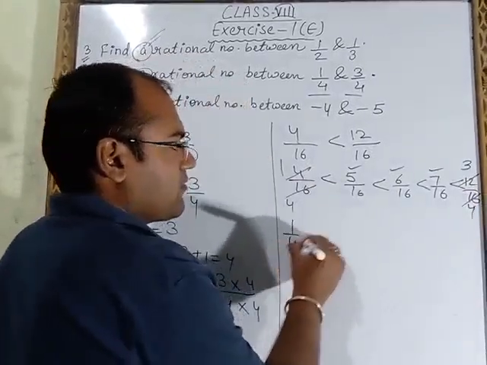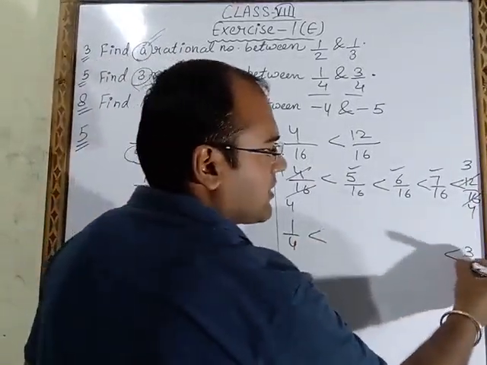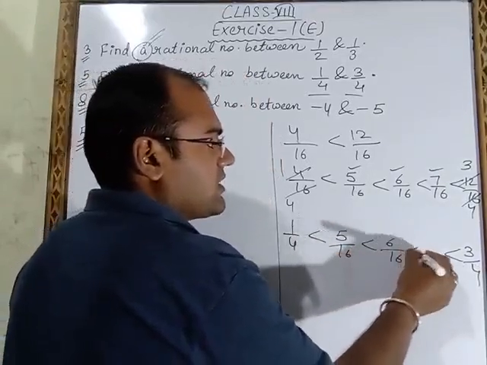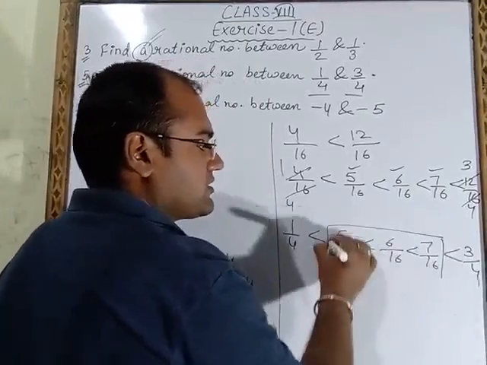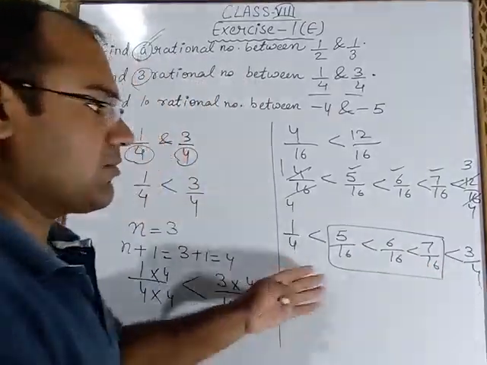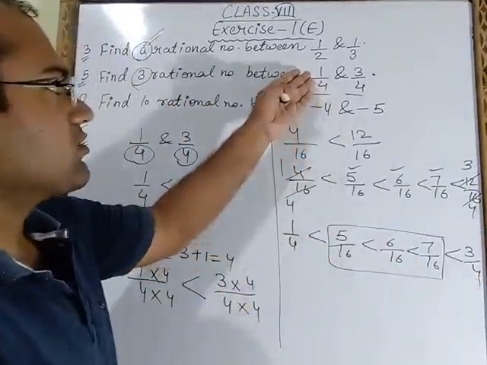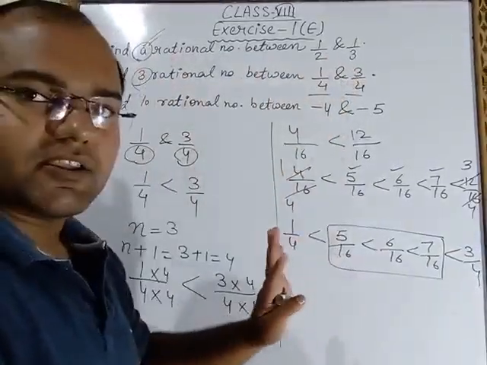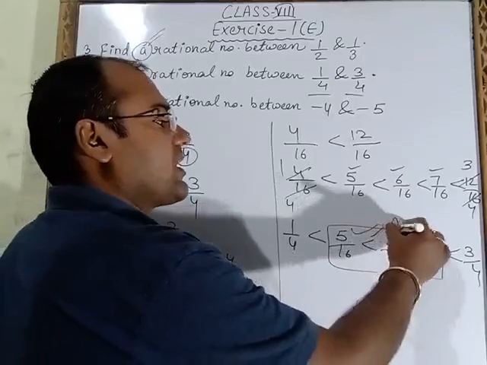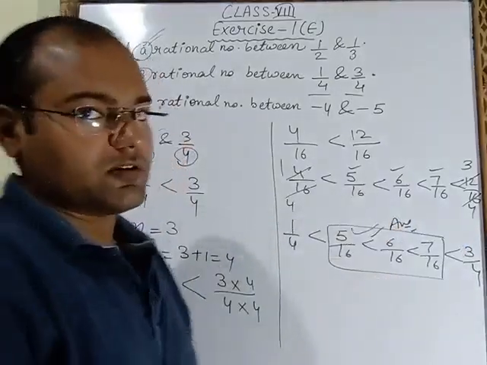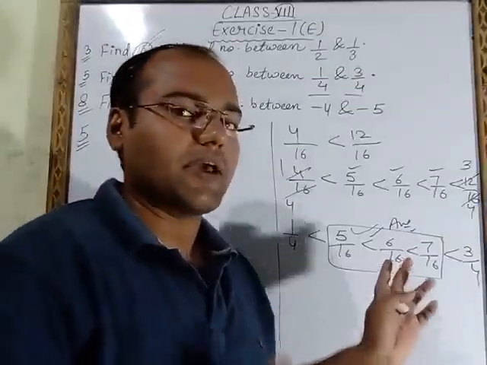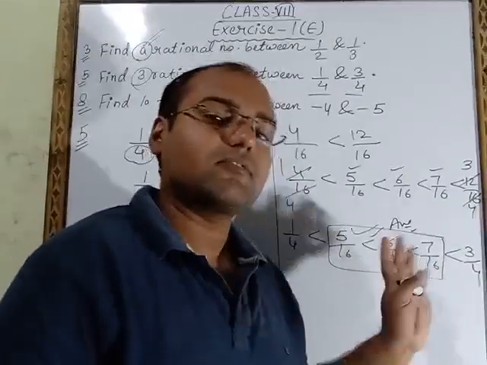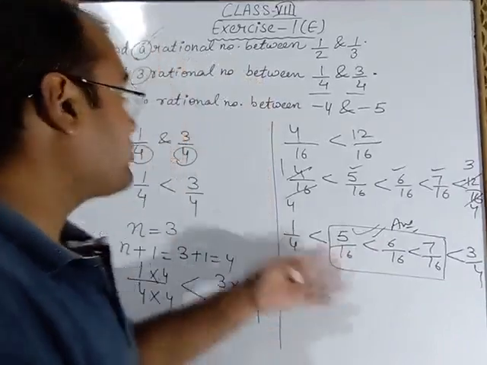So between 1 upon 4 and 3 upon 4 we are getting 5 upon 16, 6 upon 16 and 7 upon 16. 3 rational numbers we got between 1 upon 4 and 3 upon 4. He is asking for 3 and we are getting 3. So this is your final answer. But it is not compulsory that this answer will match with your answer sheet. So no need to worry. Answer can vary also.